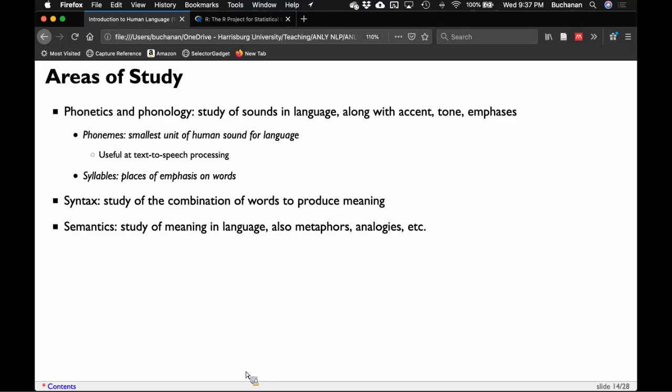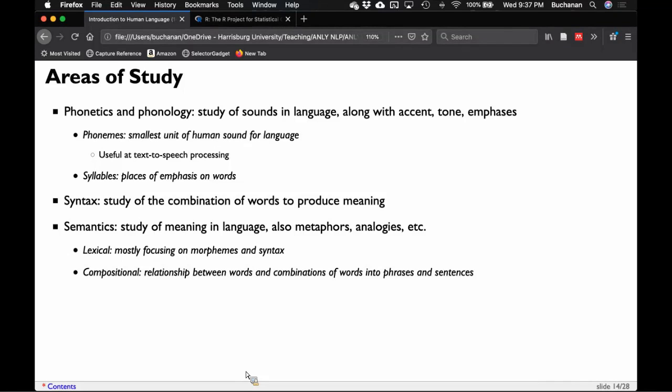Semantics, again, back to meaning, metaphors, analogies. So semantics is a very broad field. I study a little piece of it, but these are people who could focus on what documents mean and how we classify those kinds of documents quickly. It's something an analytics person might do. And I could focus on lexical semantics, which is about the way words are put together for meaning, or compositional semantics, which is more about phrase and sentence structure.